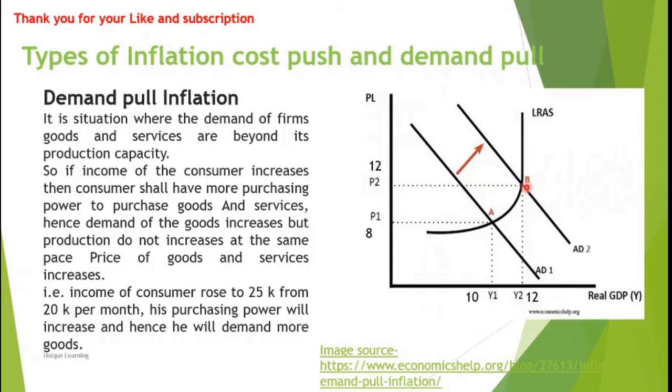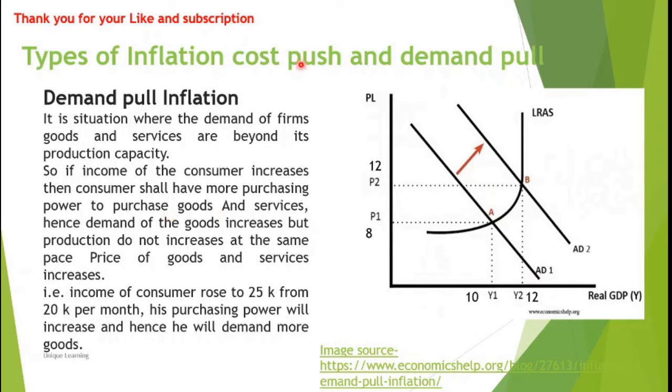So the demand is increasing, thereby the price of the product shall also increase, because the monetary power of the consumer has increased. That's why he is demanding more goods and services, so the price of the goods and services shall also increase. In short, what you need to understand is that in demand pull inflation, the consumer's income is increasing, that's why the demand for goods and services is increasing.